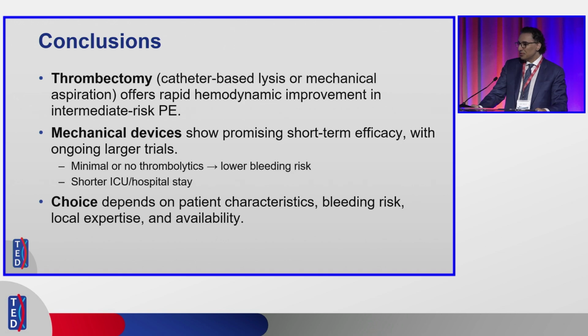So, conclusions: both catheter-based lysis and mechanical aspiration offer rapid improvement in intermediate risk PE. Choice depends on patient characteristics, bleeding risk, and then your local expertise and availability.